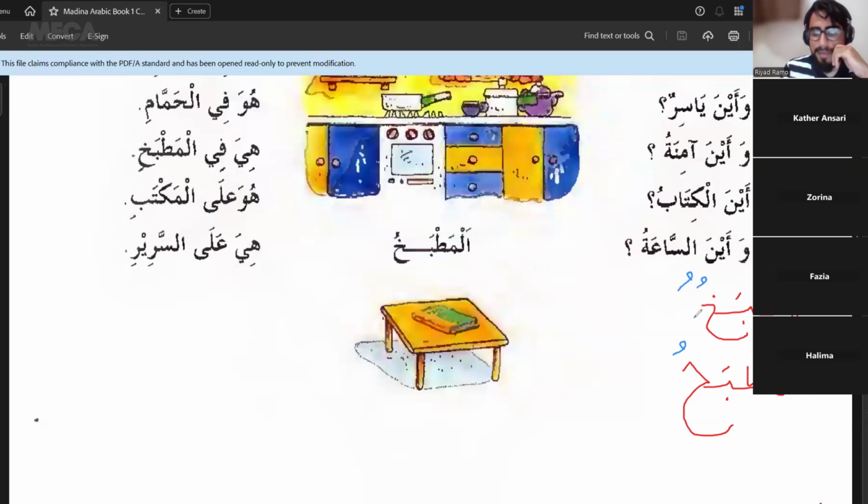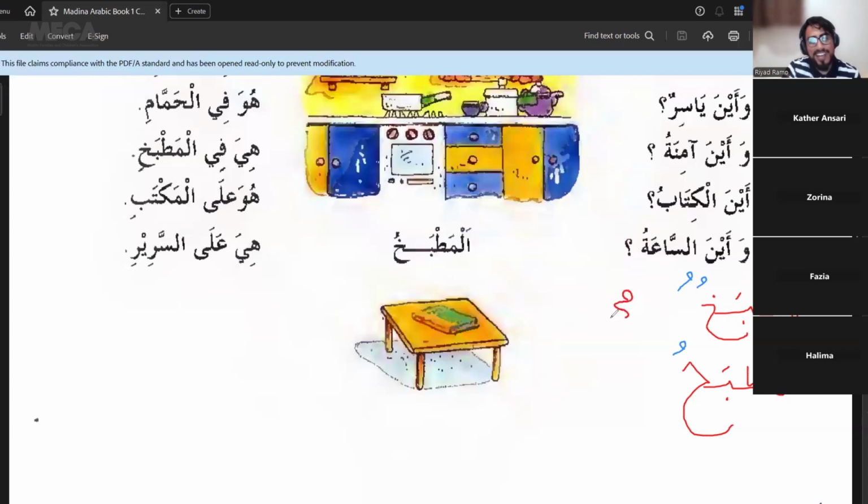Remember, I'm saying in a kitchen. That means there's no alif lam, so we can't have fil. Everyone is still saying fil matbakhun. Everyone still got it wrong.